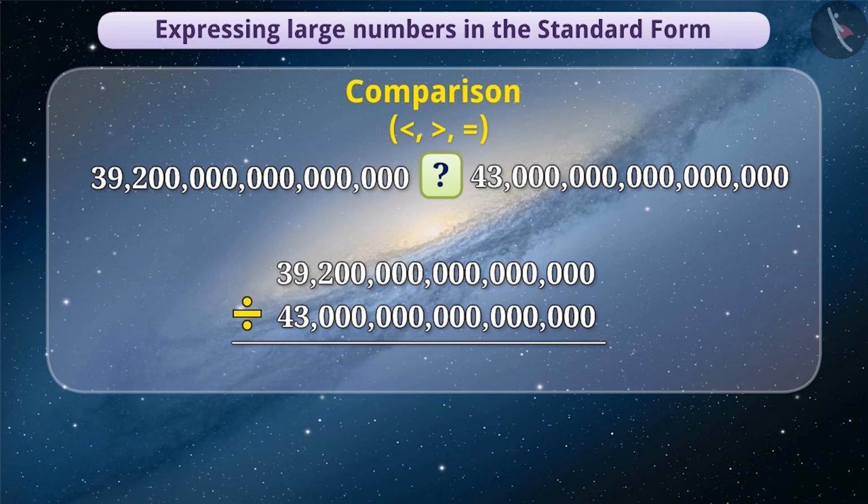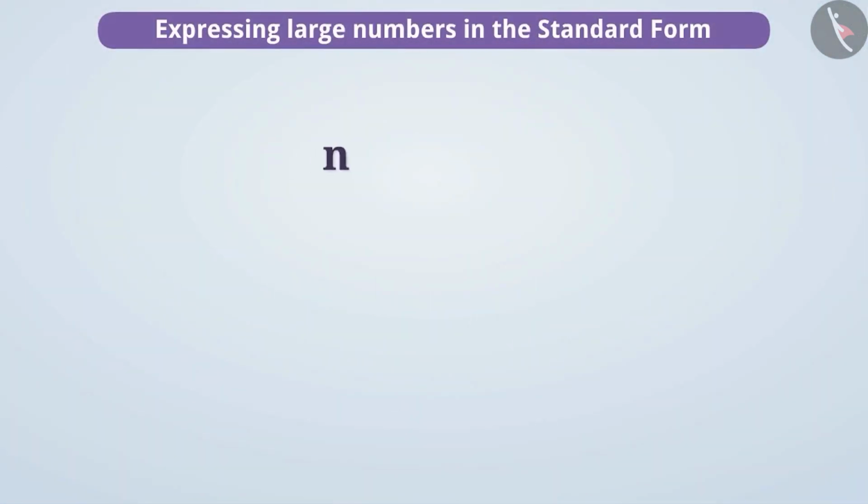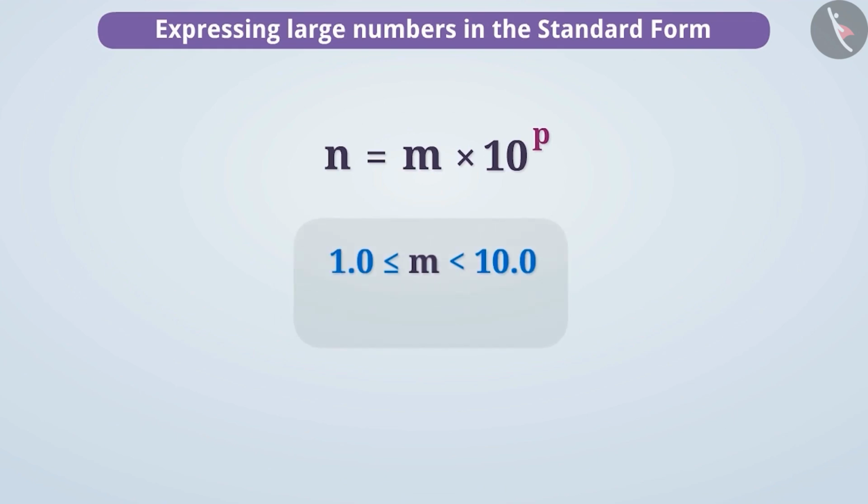Let's understand what the standard form of a number is. We can express any number n using the exponential form m into 10 to the power of p, where the value of m can be equal to or greater than 1.0 and less than 10.0, and p is an integer. Such a form of a number is called its standard form.